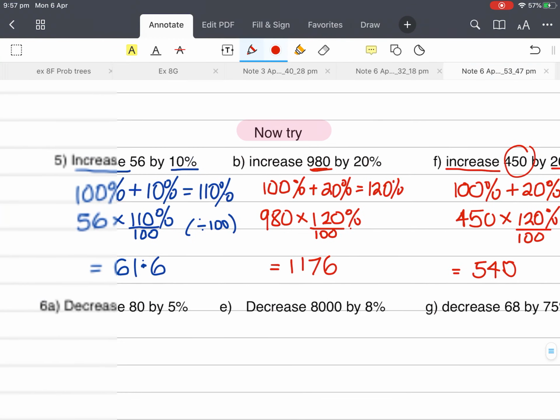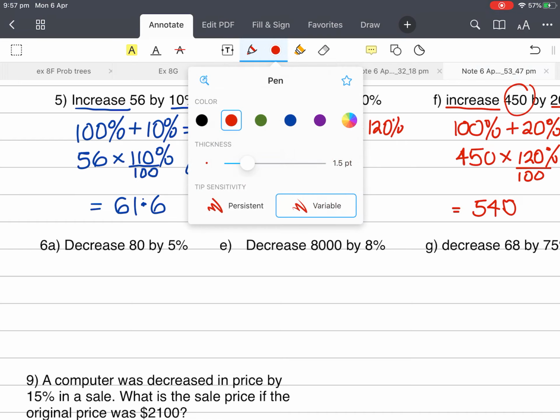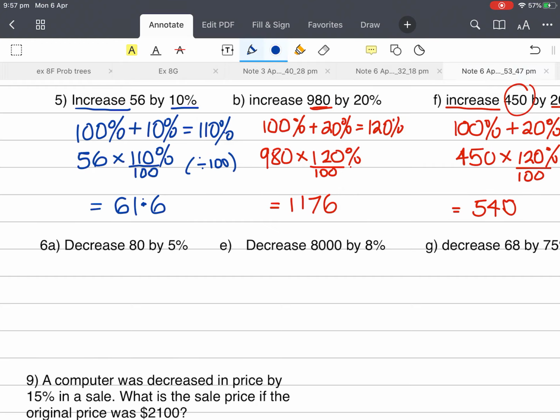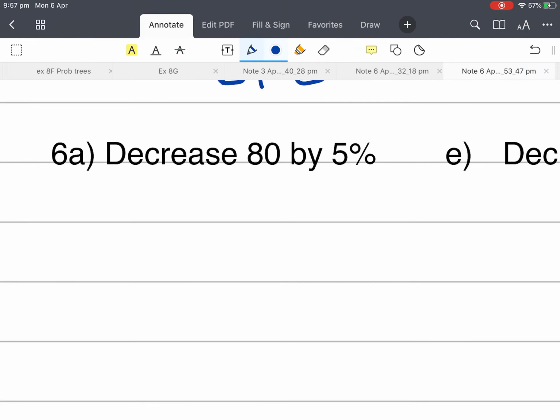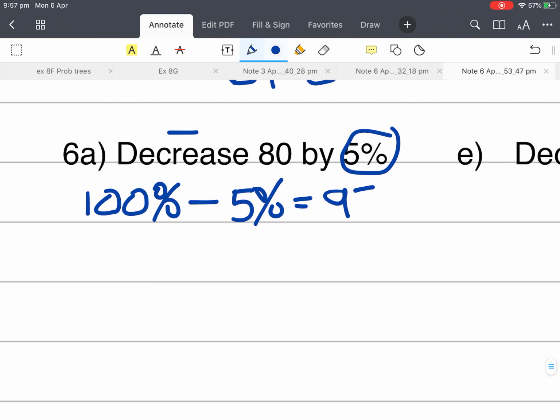Alright, let's try the next one. How about we try decrease now? So this time we're going to decrease 80 by 5%. Now remember, when you're increasing you add, when you decrease you subtract. Okay, that's right, that's what you all said. So I'll make this one bigger. So starting with 100% again, this time because I'm decreasing, I'm going to subtract by the percent. 100 minus 5 is, hopefully you know, 95%. Beautiful.